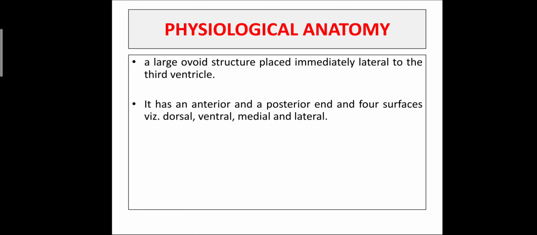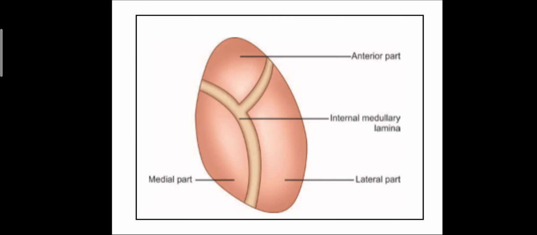Physiological anatomy. The thalamus is a large oval structure placed immediately lateral to the third ventricle. It has an anterior and posterior end and four surfaces: dorsal, ventral, medial and lateral. This figure shows the parts of the thalamus: anterior part, lateral part, medial part and internal medullary lamina.